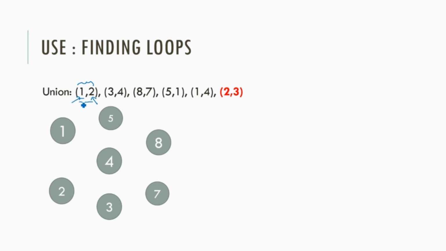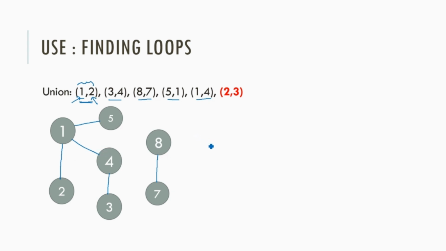So let us perform the operations. First we union between the set 1 and 2. So we union 1 and 2. Then we union 3 and 4. Then we consider the edge 8, 7. So we union 8 and 7. Then we consider the edge 5, 1. So we union 5 and 1. Then we consider the edge 1, 4. So we union 1 and 4.